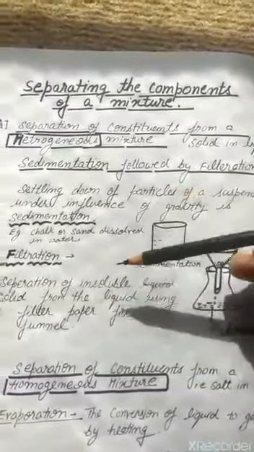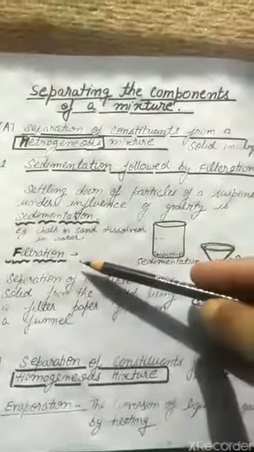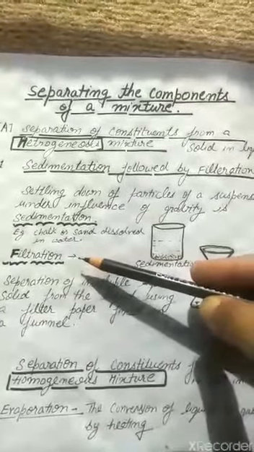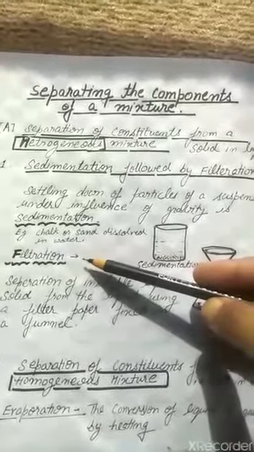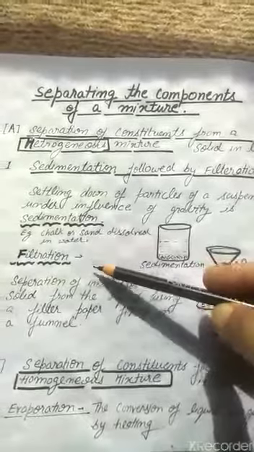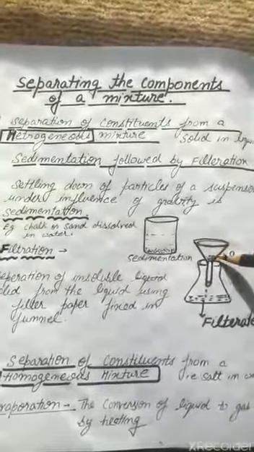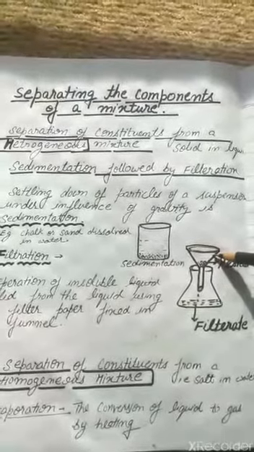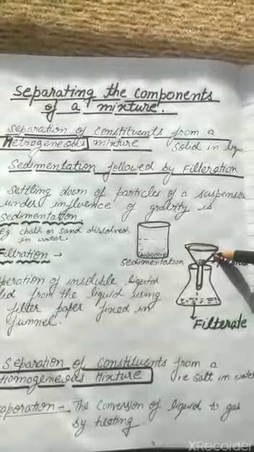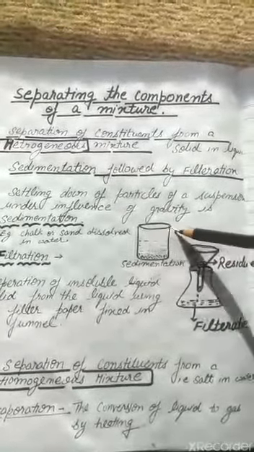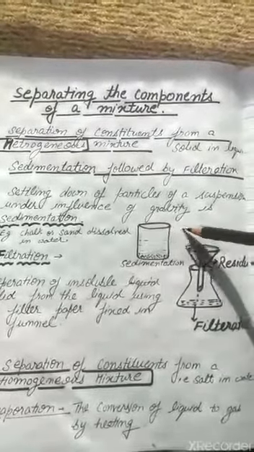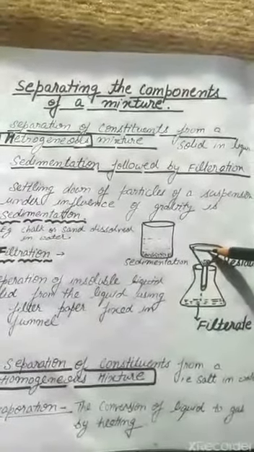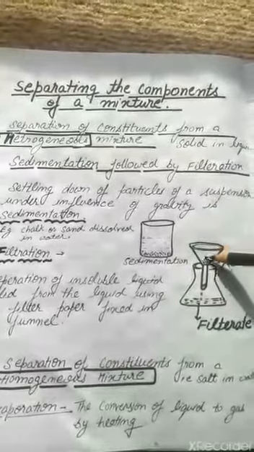Now next is filtration. Filtration is the process which is done by using a filter paper. We put a filter paper in a funnel and pour the whole mixture, heterogeneous mixture of chalk and water, in the funnel.